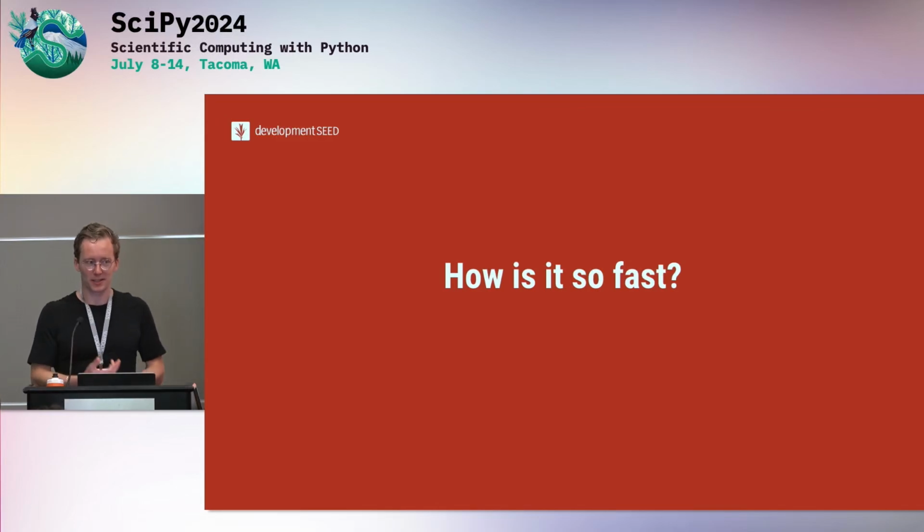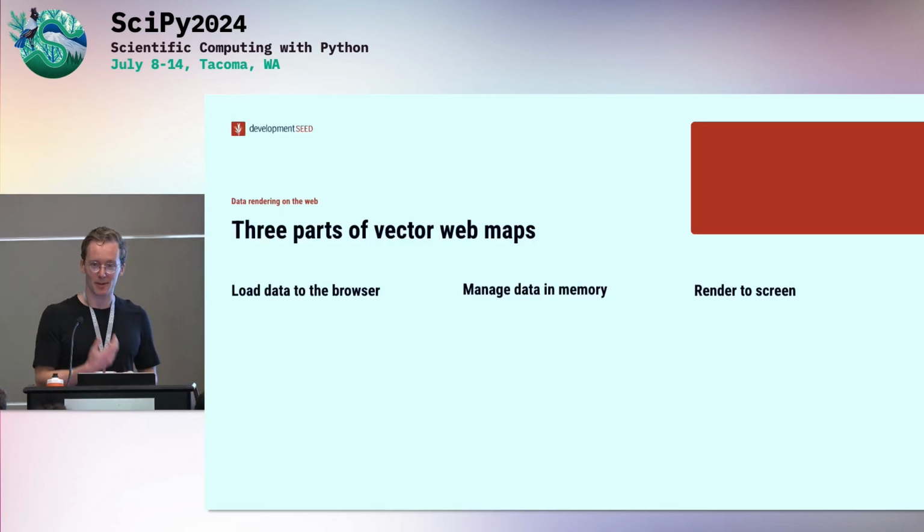And so that begs the question, what am I doing differently? How is this so fast? And for that, we really have to talk about JavaScript. I know it's a Python conference, but JavaScript is necessary here. There are three parts of rendering vector geospatial data in a web map, and each one of those we can improve on. You have to load data into the browser somehow, you have to manage it in memory in JavaScript, and you have to render that data to the screen, what the user actually sees.